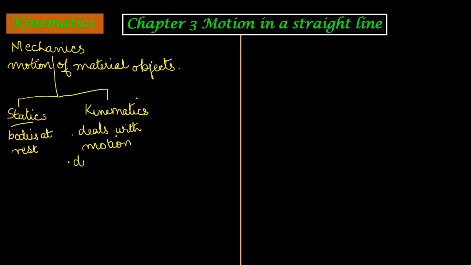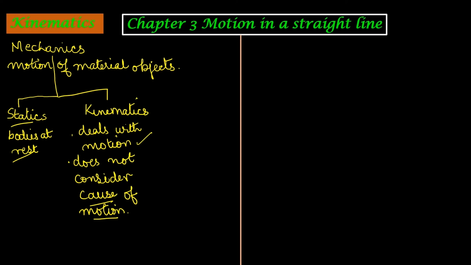But under this branch, the cause of motion, that is, unbalanced force, is not considered. When the forces acting on an object are balanced on all sides, then the body will be at rest. Or in other words, the total or net force acting on an object at rest is equal to 0. But in the case of motion, the net force acting on the object is not equal to 0, the forces acting on it are not balanced. But under kinematics, the cause of motion is not considered at all.